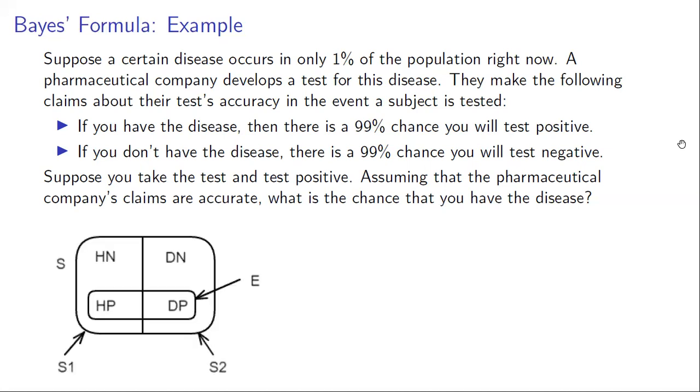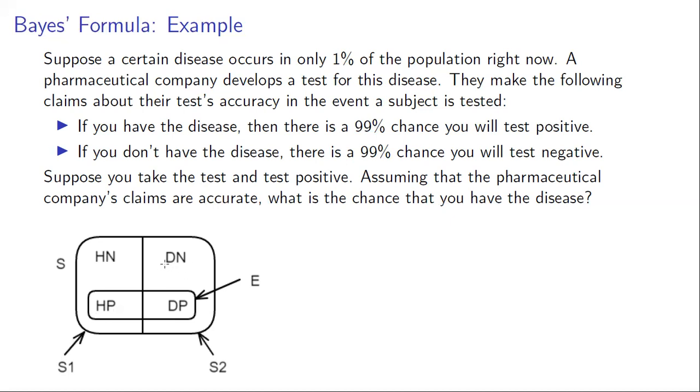So we set up the following sample space S. We have 4 possibilities, and I abbreviate them like this. HN means have the disease, but test negative, right? Because in some cases you'll have the disease, but still test negative. Another possibility is that you have the disease and test positive. That's a good thing, right? I mean, presumably, you want to test positive if you have the disease.